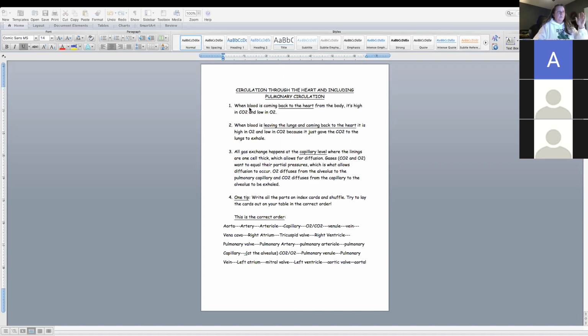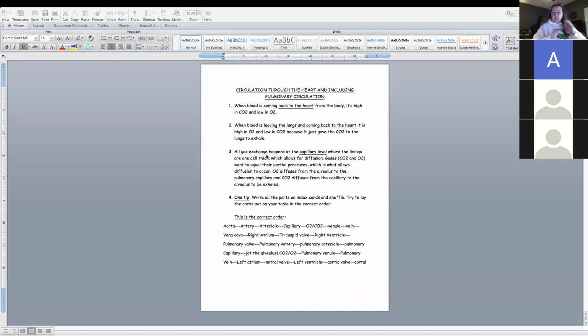Whenever blood has come from the body somewhere, any organ, any body part, it's going to be high in CO2. You measure the concentration, high CO2, and it's low in oxygen because it just gave oxygen to the tissues. When the blood has left the lungs and comes back to the heart, it is now high in oxygen and low in CO2 because it just gave the CO2 to the lungs so that the lungs could exhale the CO2.